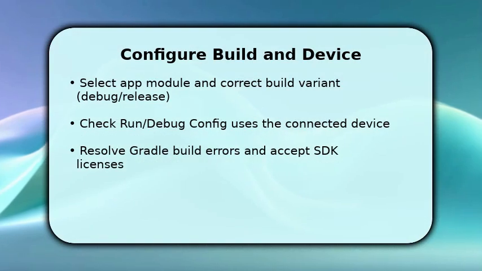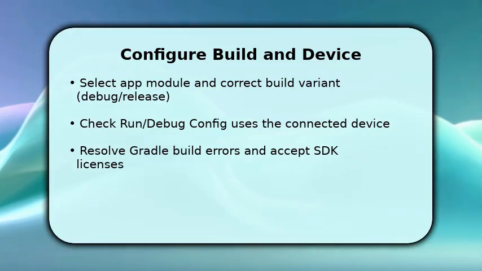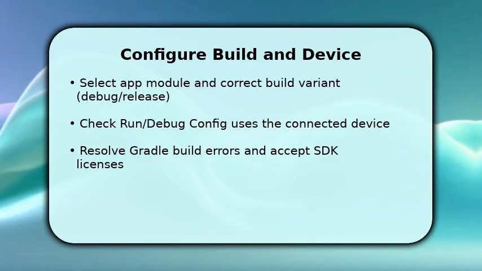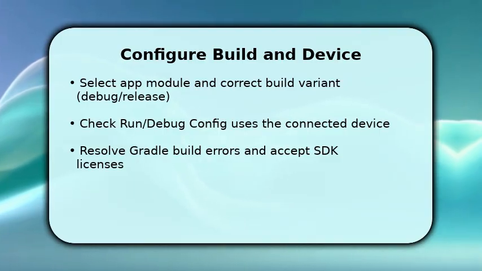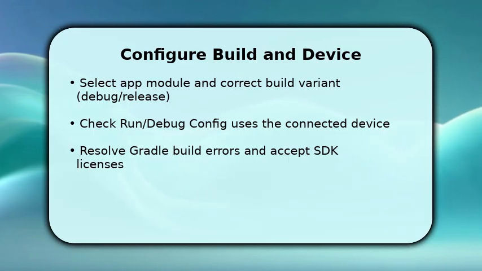You now configure the build and confirm the device appears in Android Studio's device picker. Choose the app module and the debug build variant for iterative installs and faster builds. Make sure the run/debug configuration targets your connected phone rather than an emulator.